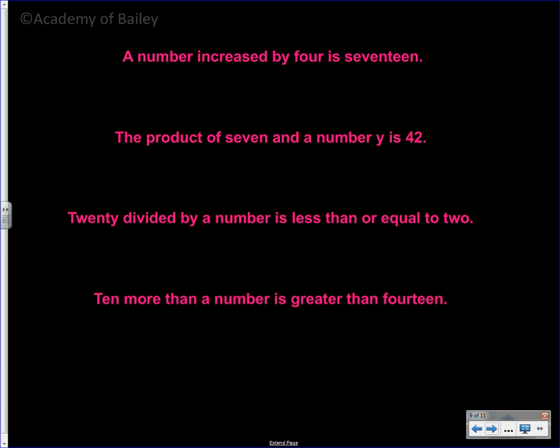This says a number. I better choose a different variable than x because I tend to use x a lot, so I'm going to use g. A number increased by 4, and that would be g, increased by means plus 4, is, and there's nothing else with it, so that's an equal sign, 17. g plus 4 equals 17.